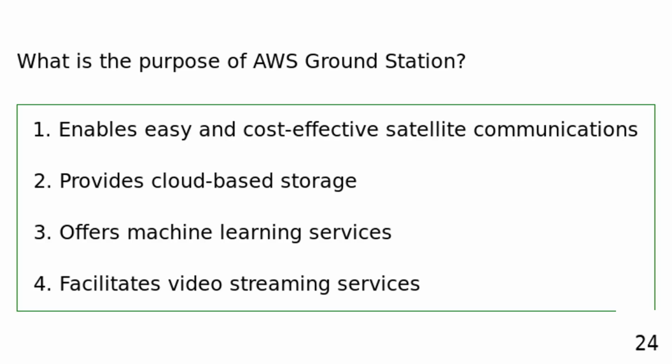What is the purpose of AWS Ground Station? Enables easy and cost-effective satellite communications. Provides cloud-based storage. Offers machine learning services. Facilitates video streaming services.